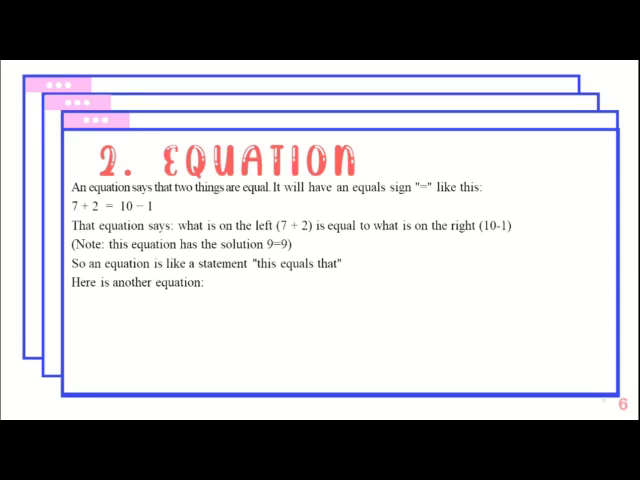the second material is equation. An equation says that two things are equal. It will have an equal sign like this. The example, 7 plus 2 equal to 10 minus 1. That equation says what is on the left, 7 plus 2, is equal to what is on the right, 10 minus 1. Note, this equation has the solution 9 equal 9.